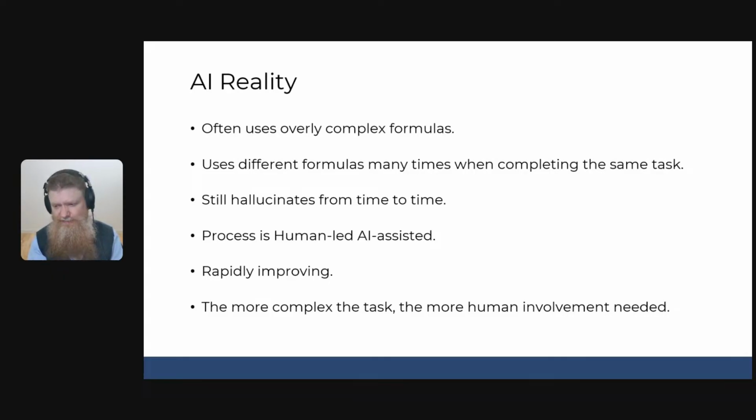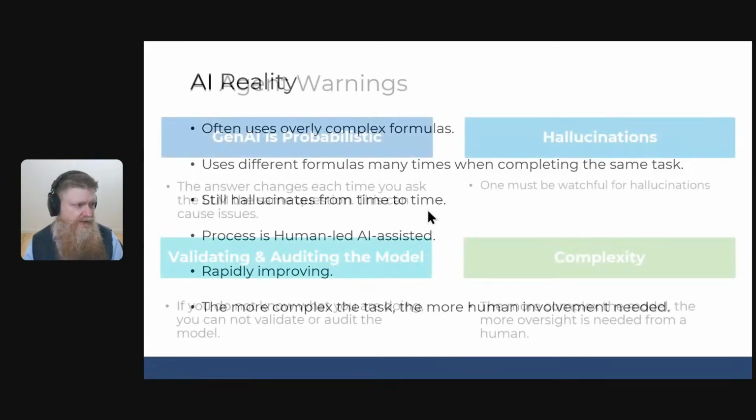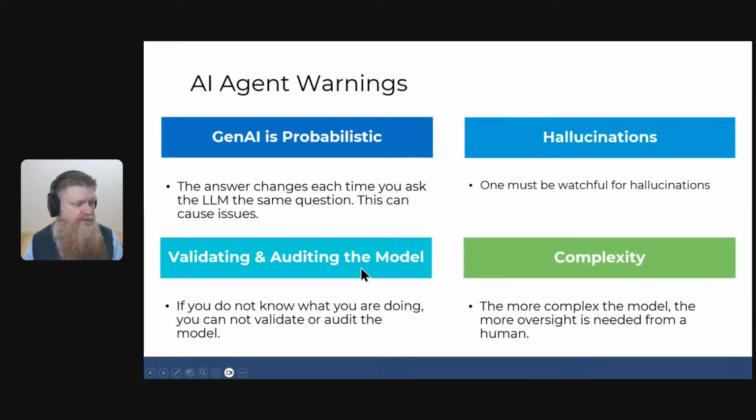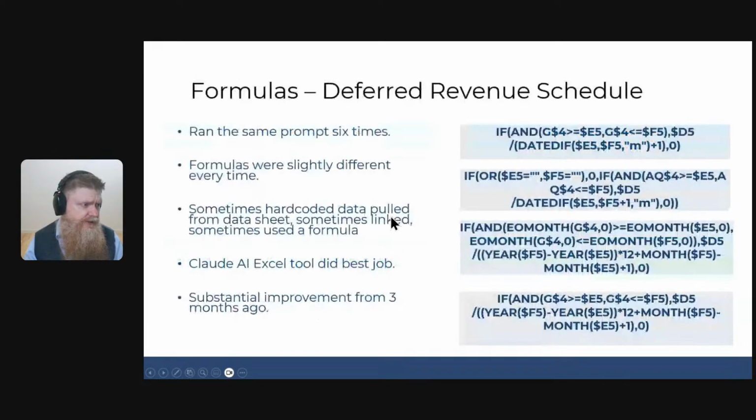It used different formulas every time for the exact same build. Getting better with that, but still doing it. It hallucinates from time to time. That's why this process is still human-led, and it's rapidly improving. So these are kind of my four warnings. It's probabilistic. Remember that. It can hallucinate. 98% accuracy is great, but if that 2% is on a critical decision and you don't catch it, it can be millions of dollars. Validate and audit the model. Remember, the more complex, the more human involvement is needed, the more oversight, the more you need to check.